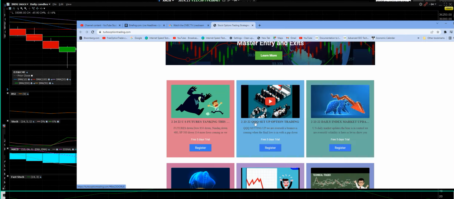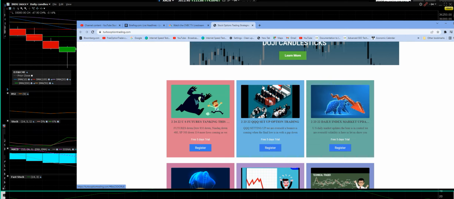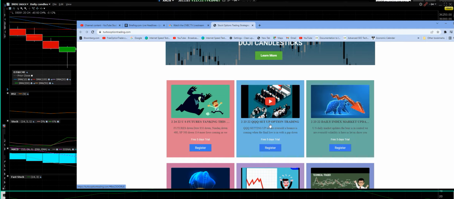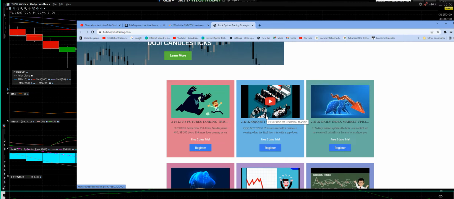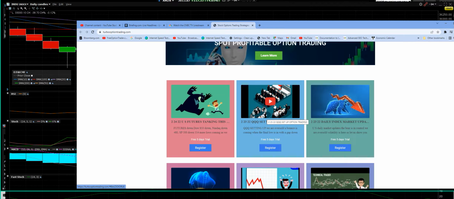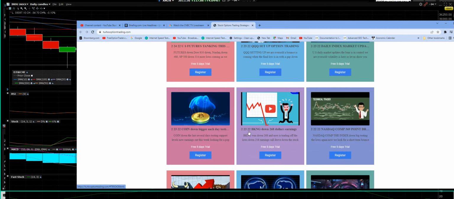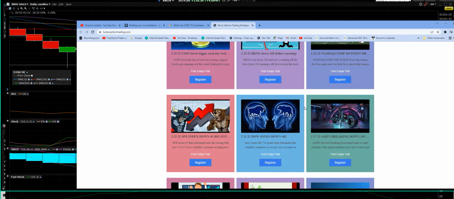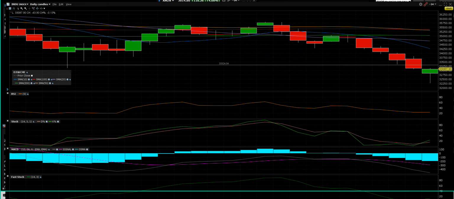We talked about it right here, set up option trading in the Qs before that big gap down happened. It was going to bounce because we were oversold, volatility oversold. And it's all right here. You can learn a lot.